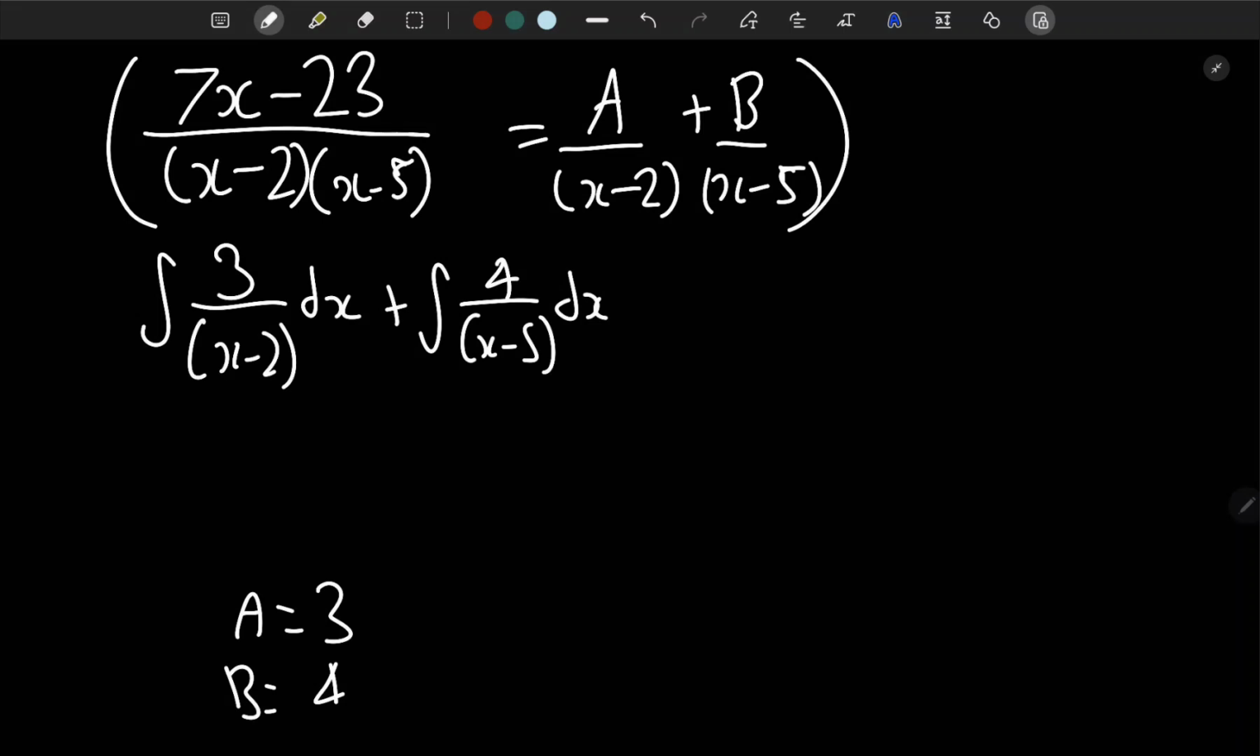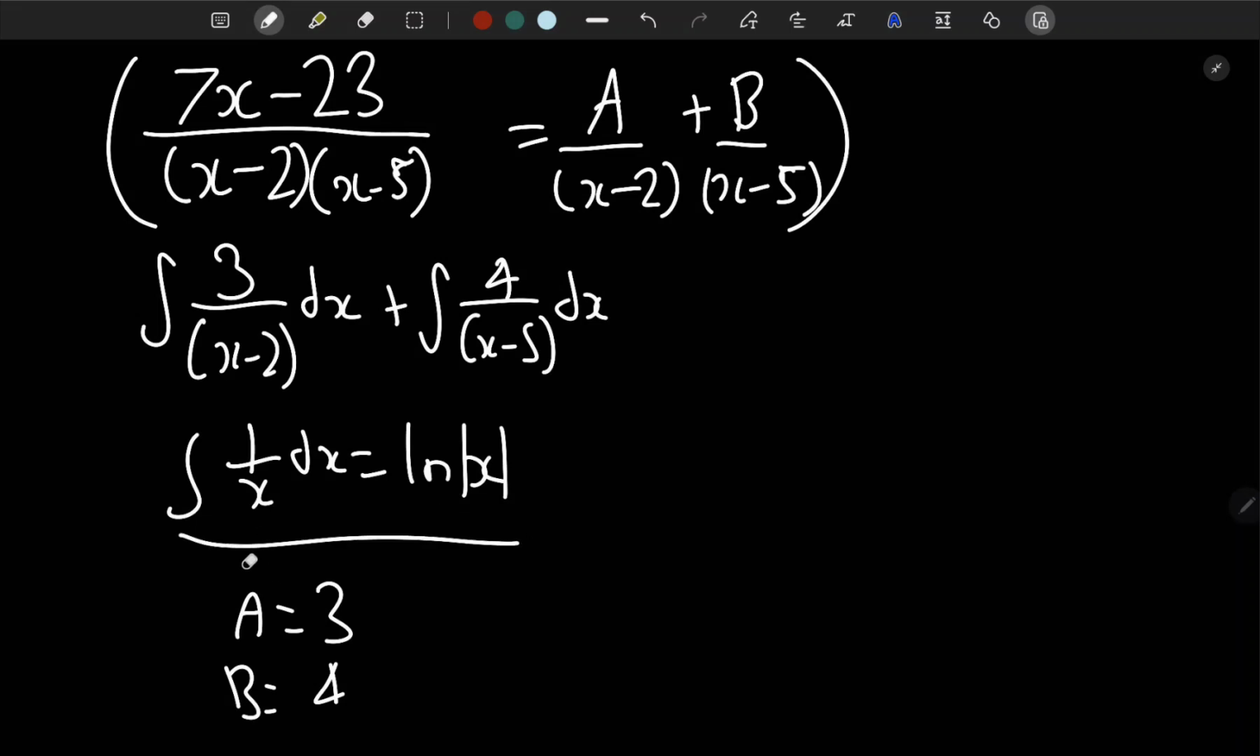Now let's cover some basics. The integration of 1 over x dx is, what is it, ln of the absolute value of x. We also need to use absolute value since we cannot have a negative number inside ln, since that will give us an undefined answer. So always remember to use absolute value, and this is the general integration for 1 over x or anything else.